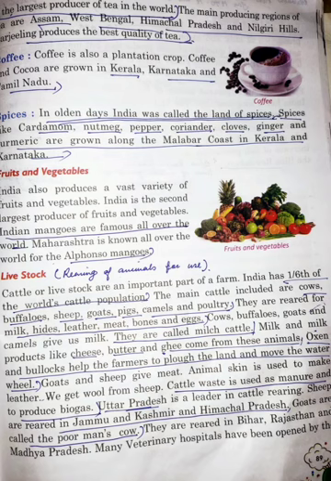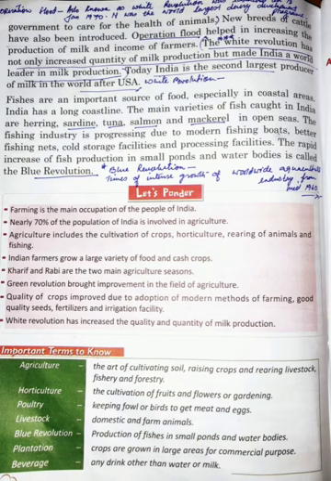Many veterinary hospitals have been opened by the government to care for the health of animals. New breeds of cattle have also been introduced. Operation Flood, which is also known as White Revolution, was launched on 13 January 1970. It was the world's largest dairy development program.